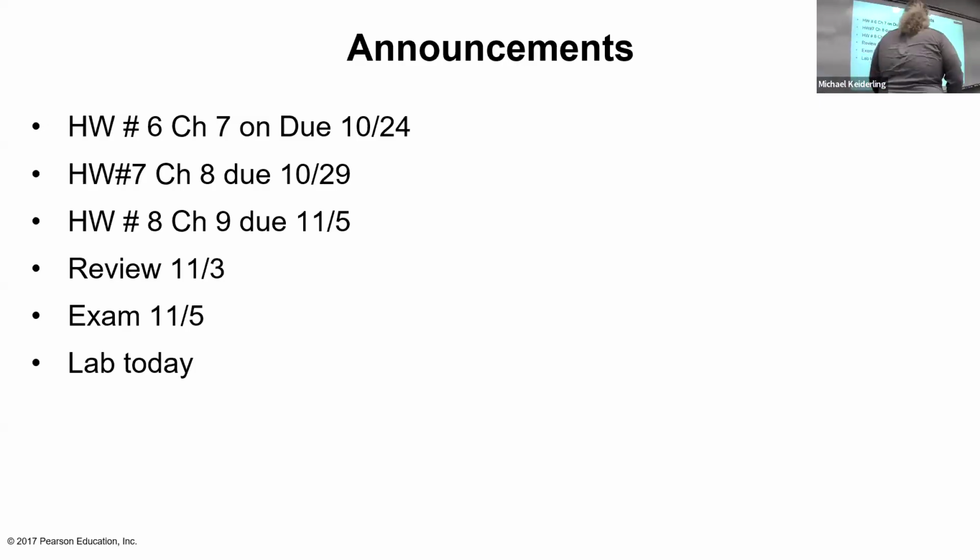So, announcements. Homework number 6 on chapter 7 is due on the 24th. I gave you an extension because of the outage on Monday. AWS broke, so Pearson broke, so you couldn't access your homework on Monday morning.